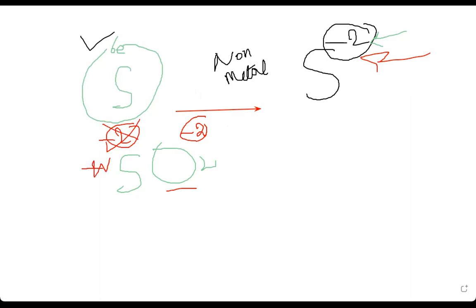But Miss, how am I supposed to know that? Yes, I'm just telling you how to calculate it. See, right now we are sure about the oxygen that it is -2, but we have doubt on the sulfur, that sulfur might be positive here.